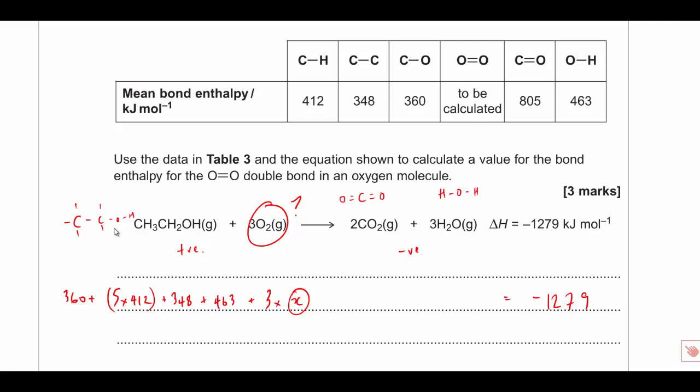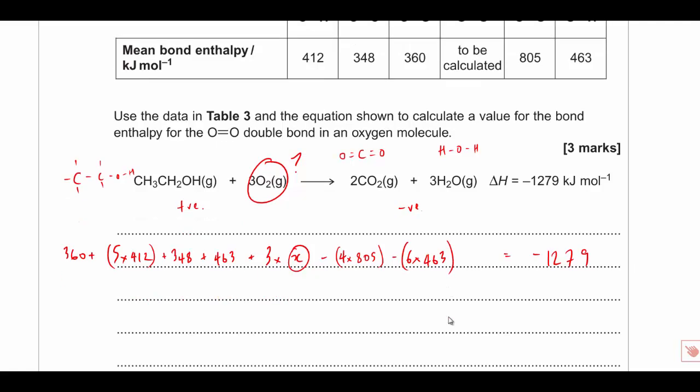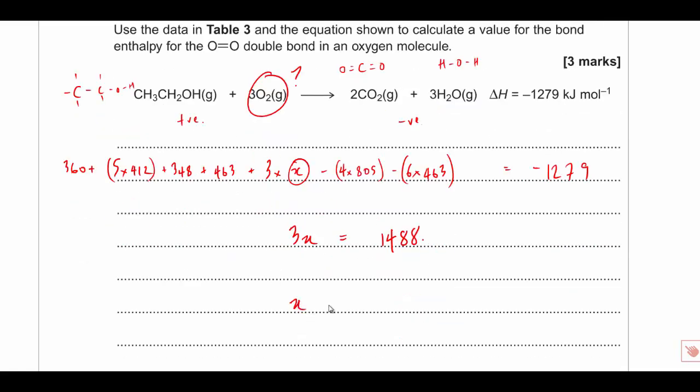This is why this is tricky. You've got loads of different things put in, and then I would just say take away from that. CO2, so 805 times 4, take away from that H2O, so it's going to be 6 times 463. And the magic of this should tell me that if I rearrange all that jazz, 3X should be 1488. So X therefore, which of course is the oxygen-oxygen double bond, is going to be 496.